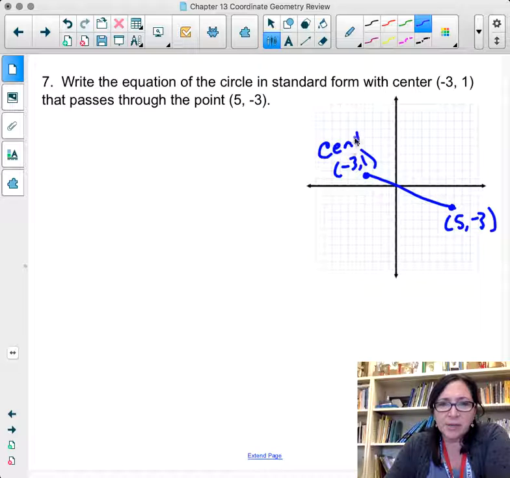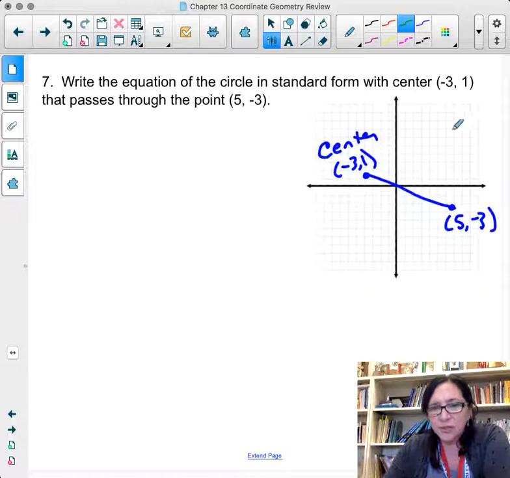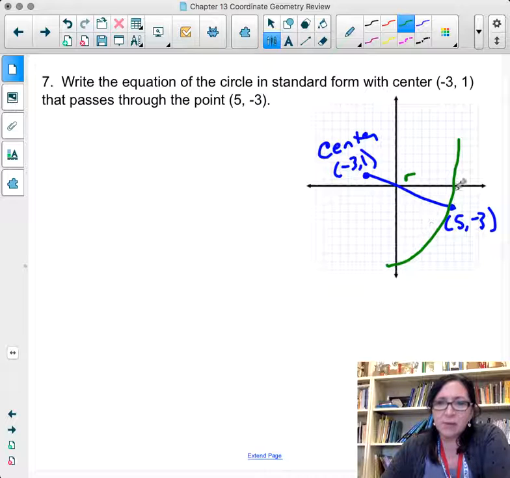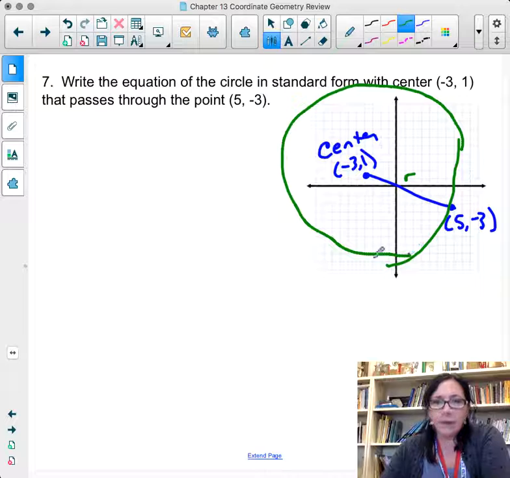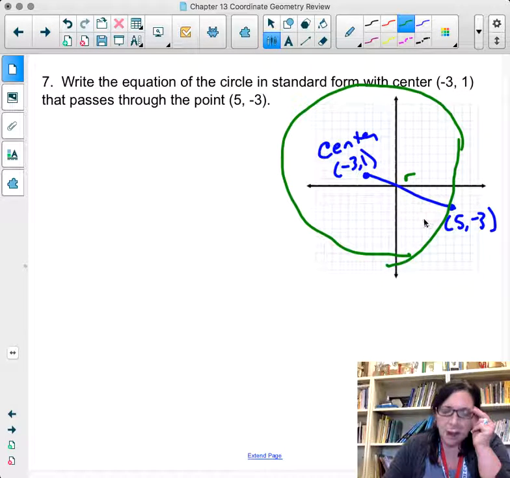So that's my center. It passes through the point 5, -3. So actually, that's my radius. This passes through here, and so it goes like that. So that means that this graph somehow does something like this, okay? That being said, I need to find a couple of things.